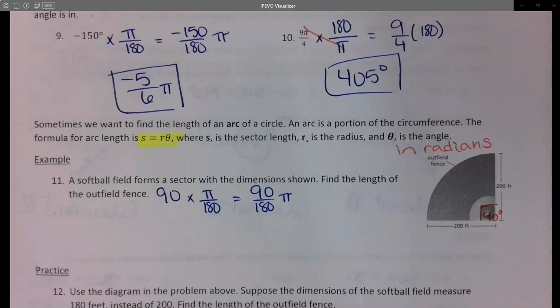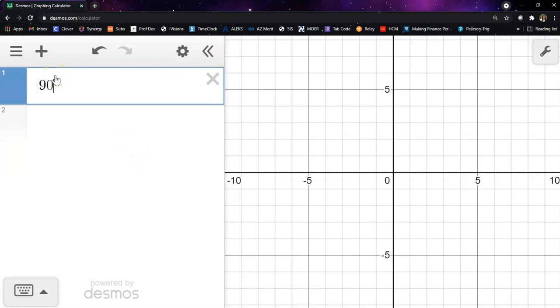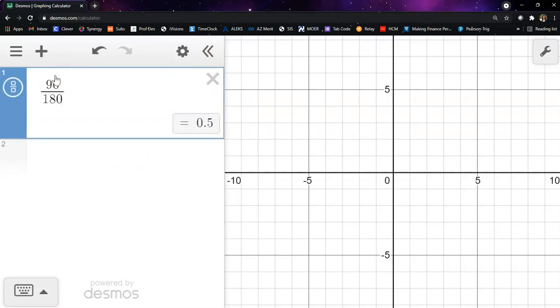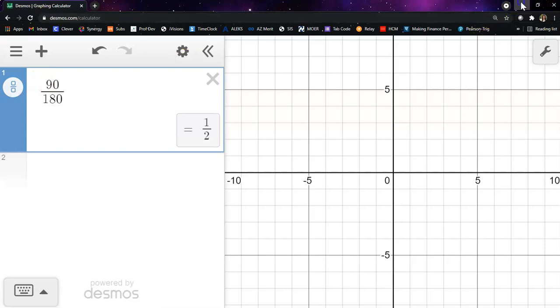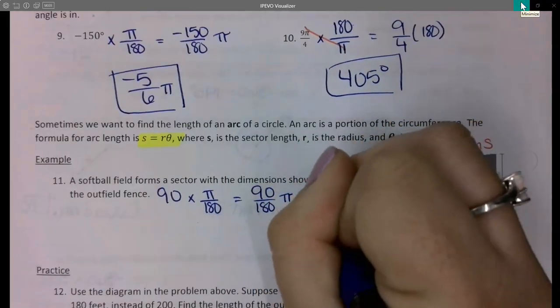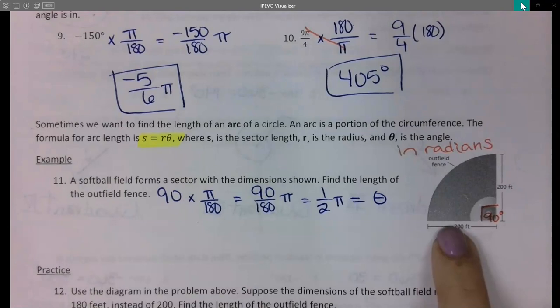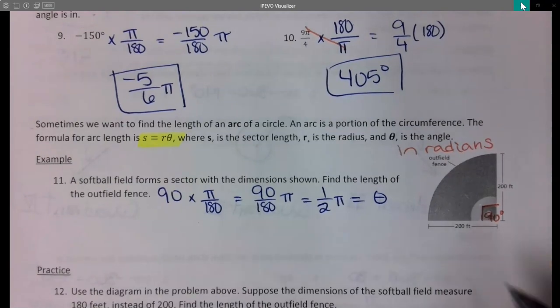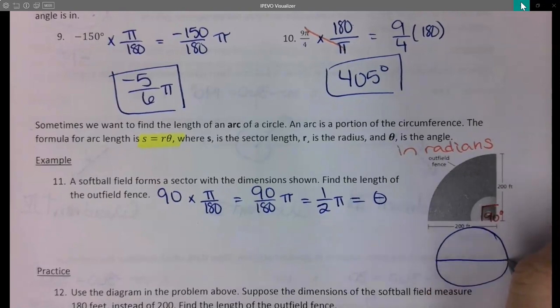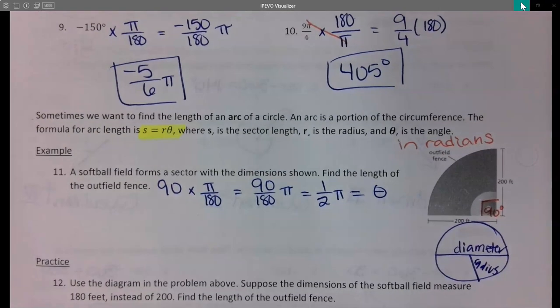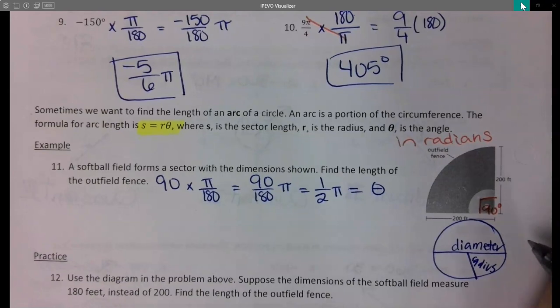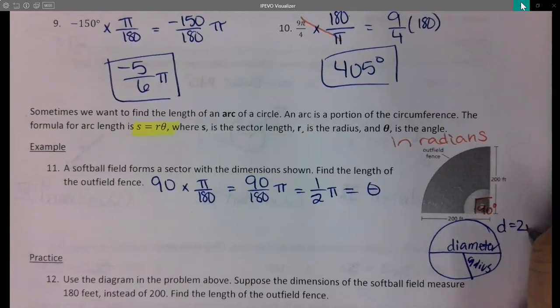I can go to Desmos and figure that out. 90 over 180 is a half. So I have 1/2 pi. This is my theta that I'm going to be plugging into this formula. Remember, if I have a circle in general, all the way across is called a diameter, and halfway across is called a radius. So, just in case you need to know it for the homework, diameter equals 2 times the radius.